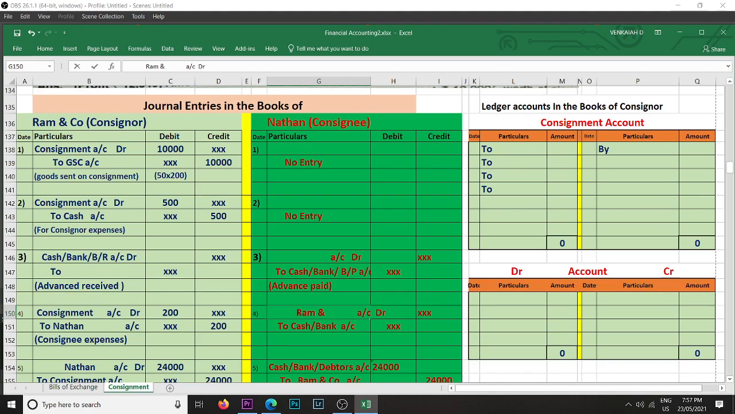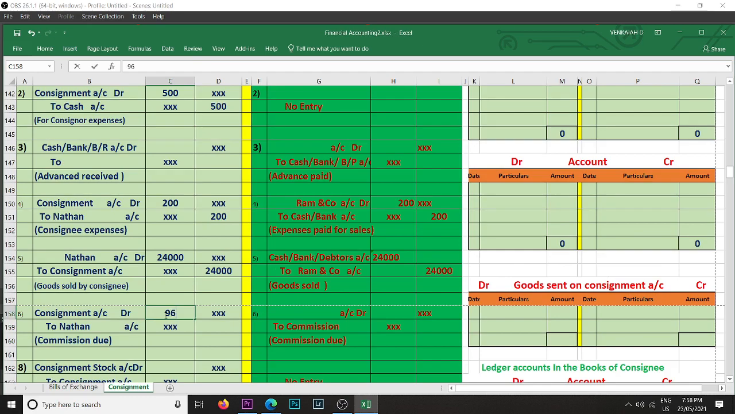Next we'll move to the next part of the problem. He sent the amount due to the consignor after deducting 4% commission. Now we have to pass a journal entry for commission. The commission entry is consignment account debit to consignee account. The consignee is Nathan. Amount is 960.